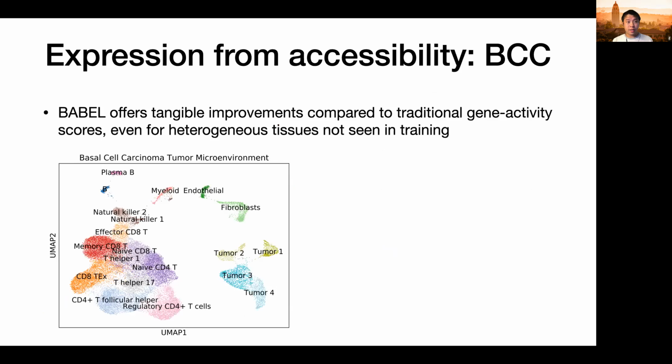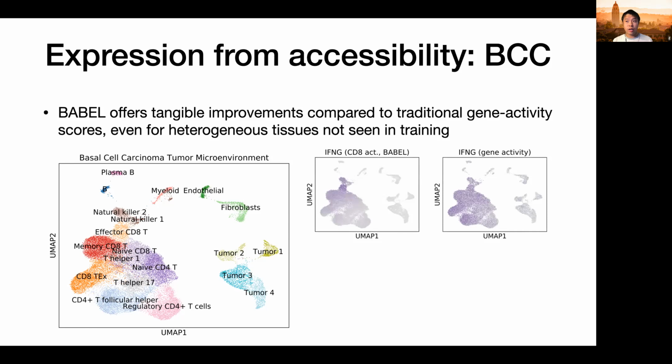We can also perform this ATAC to RNA translation in the more challenging scenario, basal cell carcinoma, or BCC. The plot on the left shows a set of BCC cells originally profiled using single-cell ATAC-seq by Yost et al. In this original work, the authors used gene activity scores to estimate expression profiles for these cells. This is a common methodology for single-cell ATAC-seq analysis. Compared to these original estimates, BABEL generates more fine-grained expression predictions given the same accessibility profiles as a starting point, despite having never seen such BCC data during its training.